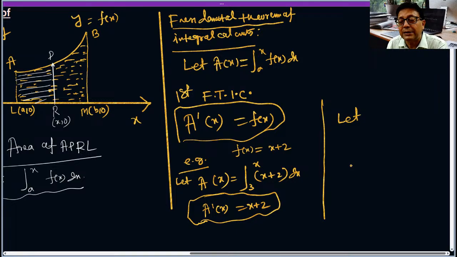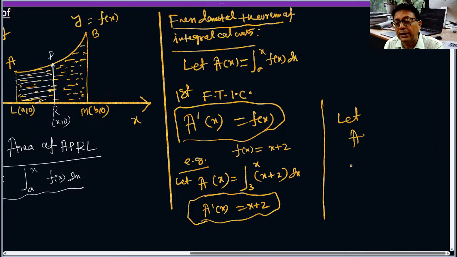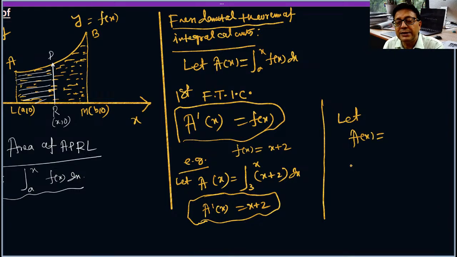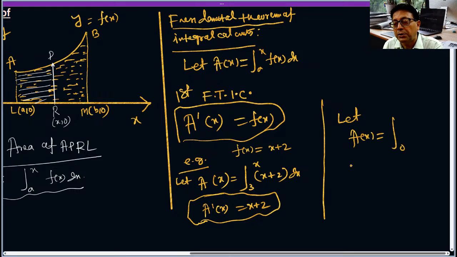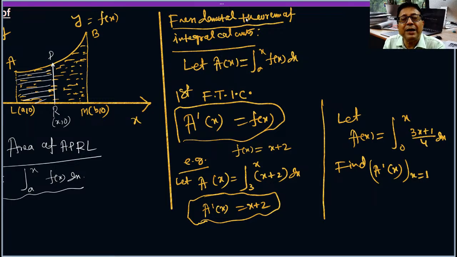Let the area function be A(x) equal to the integral from 0 to x of (3x plus 1 by 4) dx. Find A'(x) at x equal to 1. This is not a JEE sum, just to know how to find the derivative of the function. You will proceed the way I told you.